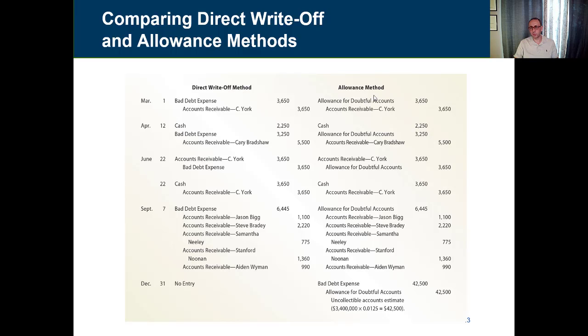In the allowance method, we don't do that. We have to use the allowance for doubtful accounts. We don't record the bad debt expense. The bad debt expense is only recorded at the time we're doing the adjusting entry at year end, based on an estimate.